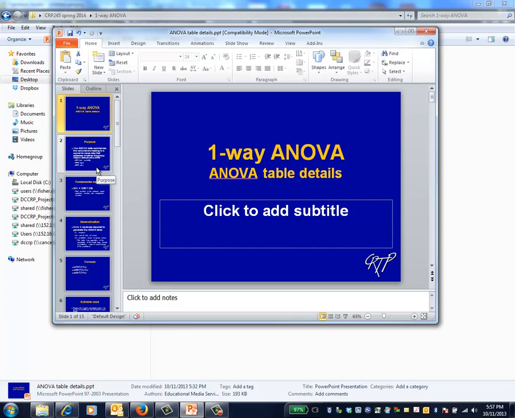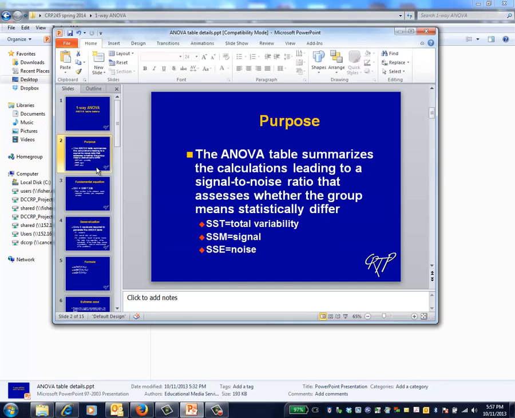This is the one-way ANOVA video on the details of the ANOVA table. As illustrated in another video, the ANOVA table is a method for presenting the calculations leading to a signal-to-noise ratio. The greater the signal relative to the level of noise, the lower the p-value, the more strongly significant is the model. The model sum of squares denotes the signal, and the error sum of squares denotes the noise. The total sum of squares denotes the amount of variability in the data.